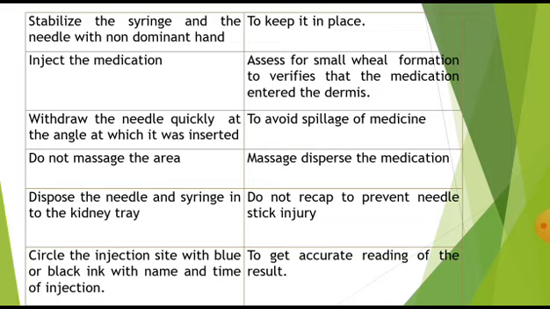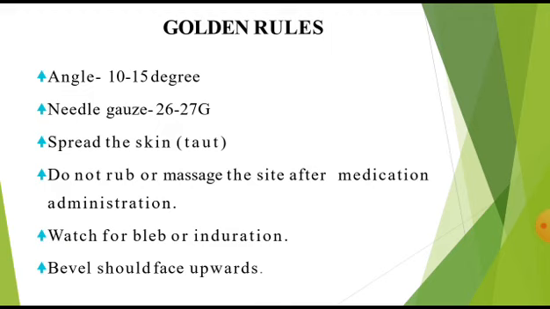And circle the injection site with blue or black ink with the name and time of injection, that is to get an accurate reading of the result. The golden rules of administering intradermal injection: the angle is 10 to 15 degrees, needle gauge 26 to 27 gauge, spread the skin, that is stretch the skin, then do not rub or massage the site after medication administration, then watch for bleb or induration, then bevel should face upwards while inserting the needle.